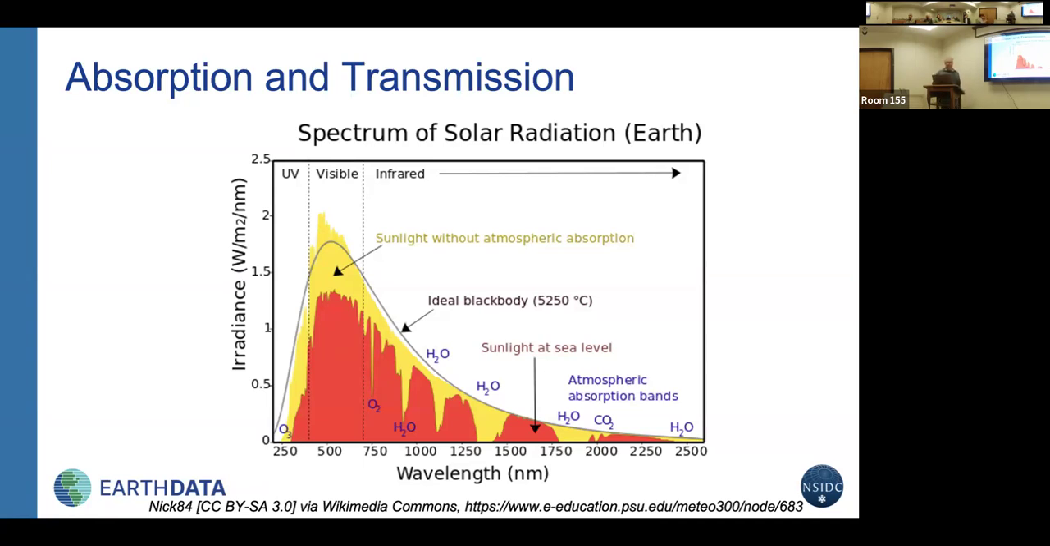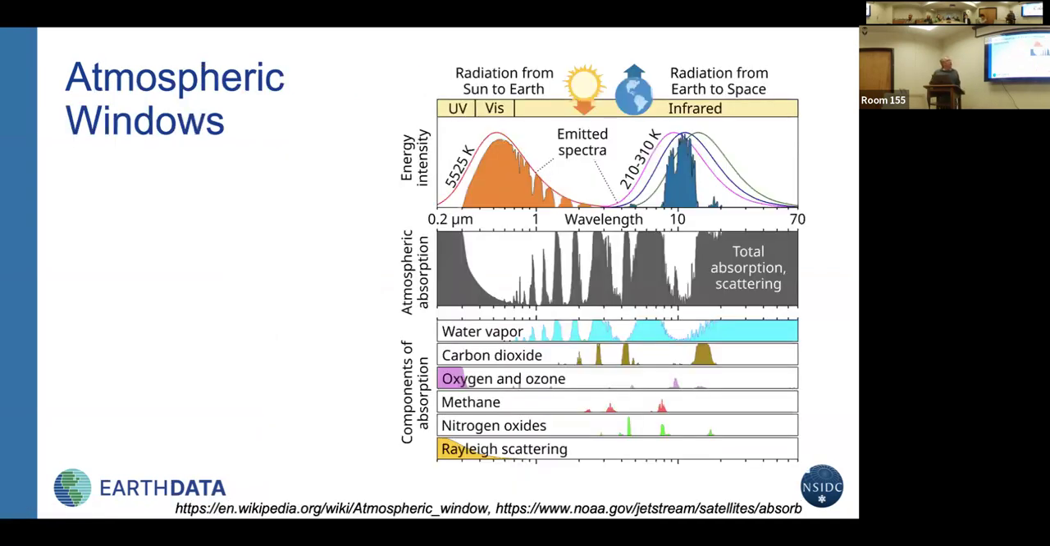And so certain wavelengths get absorbed by the atmosphere. You can see down here where really no energy gets through because the atmosphere is absorbing it or reflecting it. And so the red is what gets through. So we get not as much energy as the sun actually provides.